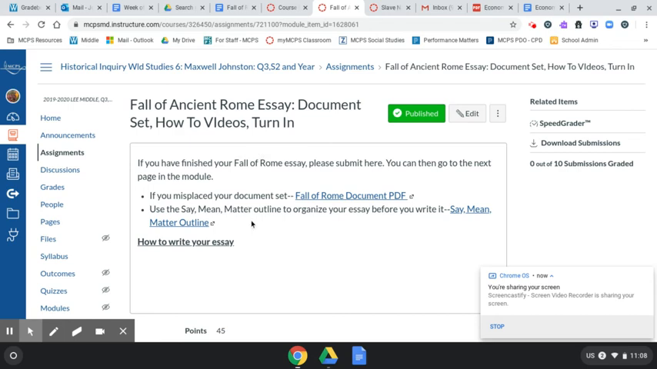All right, ladies and gentlemen, when it comes time to write your essay, there's really only two things you need. You need your documents, and you also need your say, mean, matter outline. Remember, this is the chart that we have been using when it comes to organizing our essays. We use this as a pre-writing strategy.